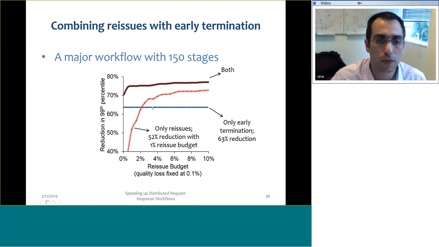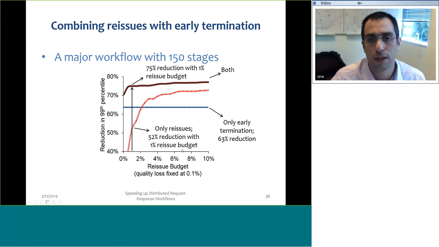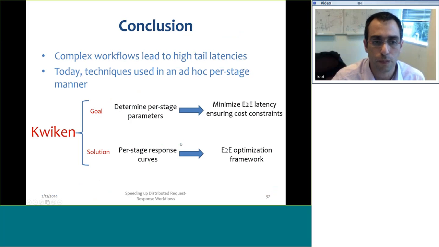With the combination of the two techniques, you can get up to 75% reduction in the 99th percentile with 1% of reissue budget and a quality loss fixed at 0.1%. So that's pretty nice and pretty substantial results.